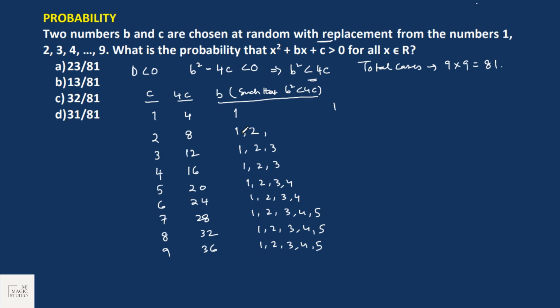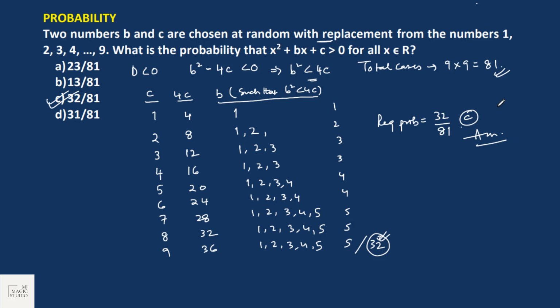So, how many pairs do we have? 1, 1, 1, 2, 1, 2. That means 2 pairs. 3, 3, 4, 4, 5, 5, 5. 15, 19, 23, 26, 29, 30, 32. That means we can have 32 favorable outcomes, where the values of c and b are listed in front of you. So favorable outcomes are 32 out of 81. So required probability is 32 by 81. That is in option C.